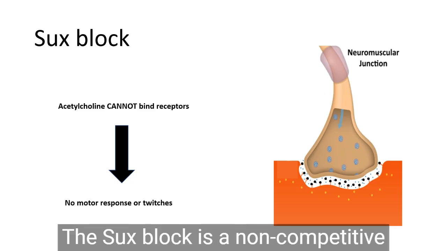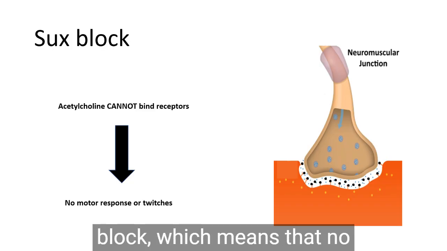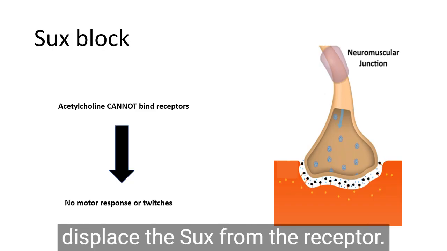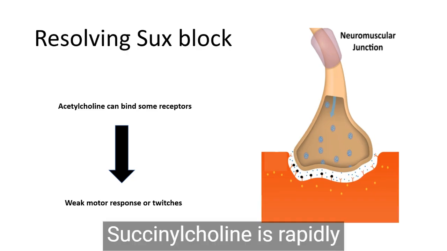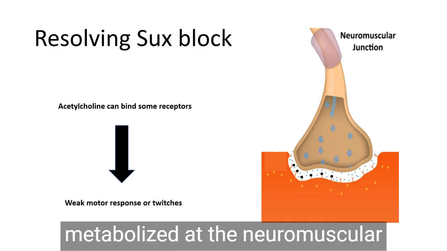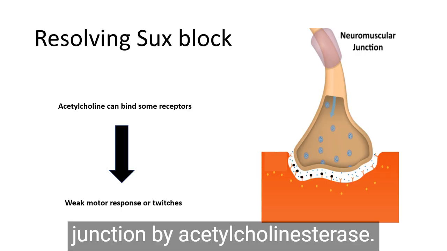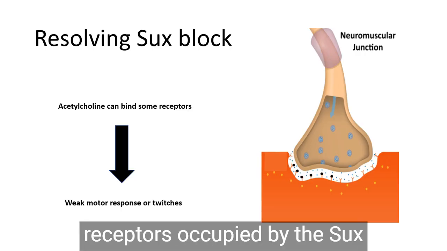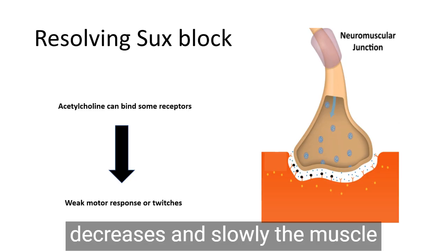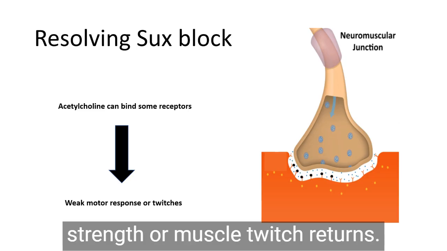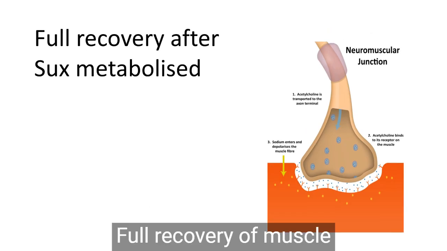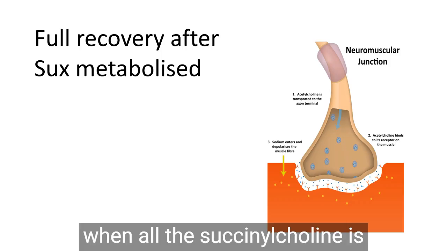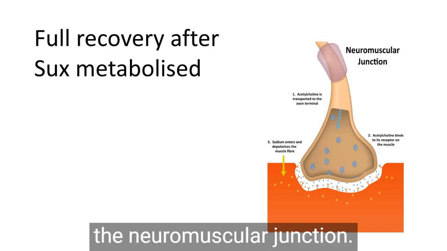The sux block is a non-competitive block, which means that no amount of acetylcholine can displace the sux from the receptor. Succinylcholine is rapidly metabolized at the neuromuscular junction by acetylcholinesterase. As this occurs, the number of receptors occupied by the sux decreases, and slowly the muscle strength or muscle twitch returns. Full recovery of muscle strength or twitch occurs when all the succinylcholine is metabolized and is no longer at the neuromuscular junction.